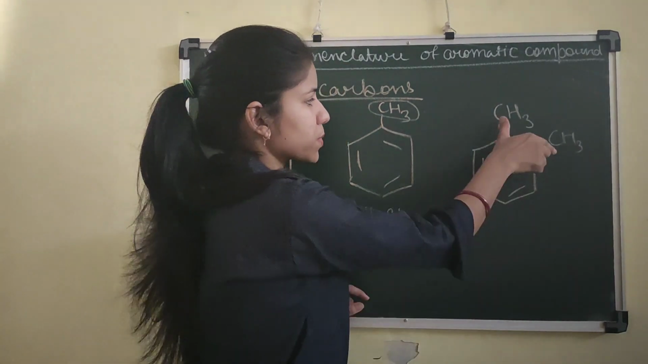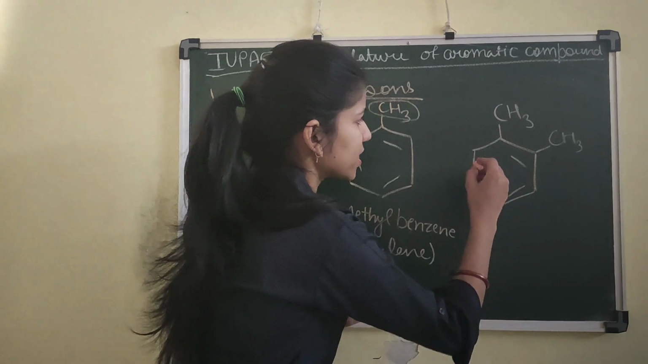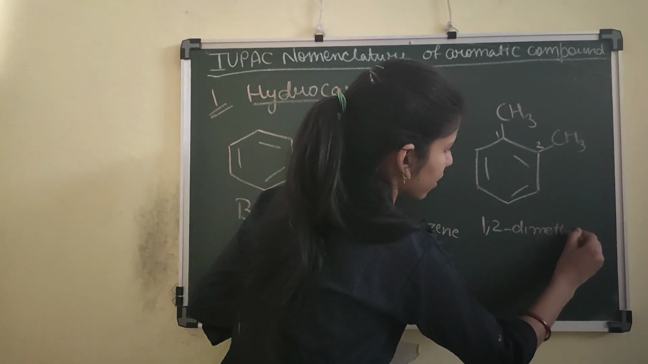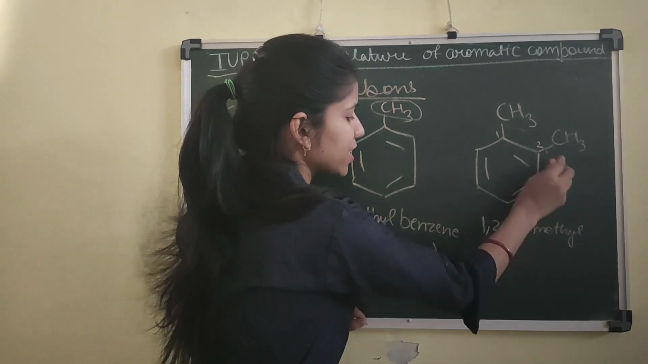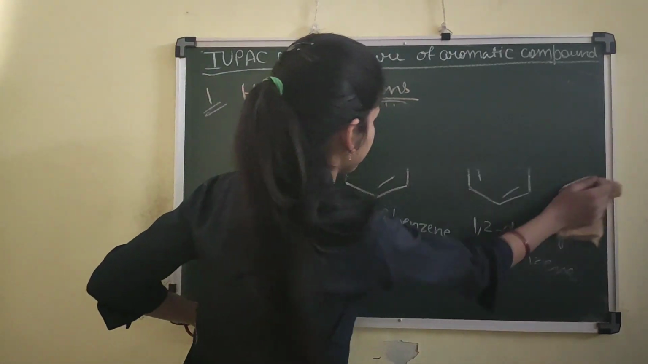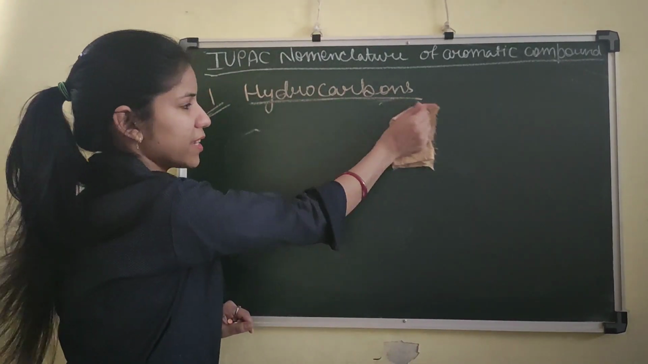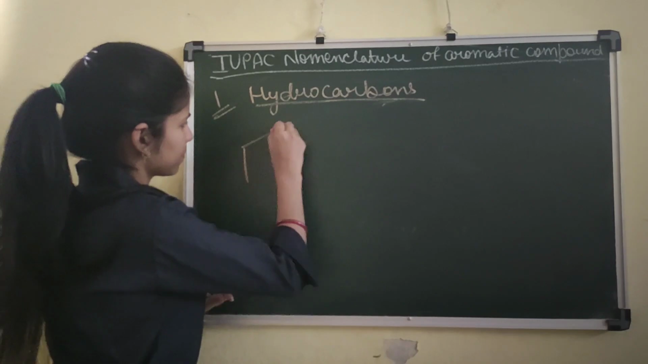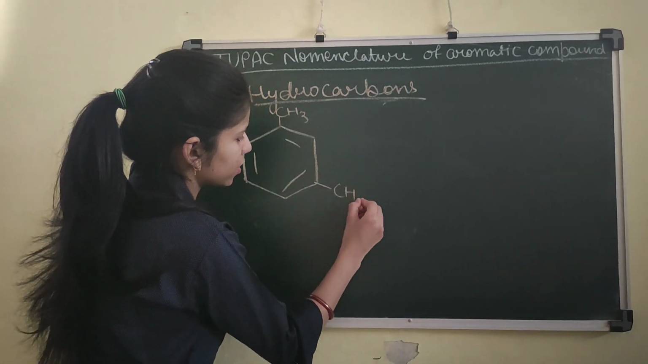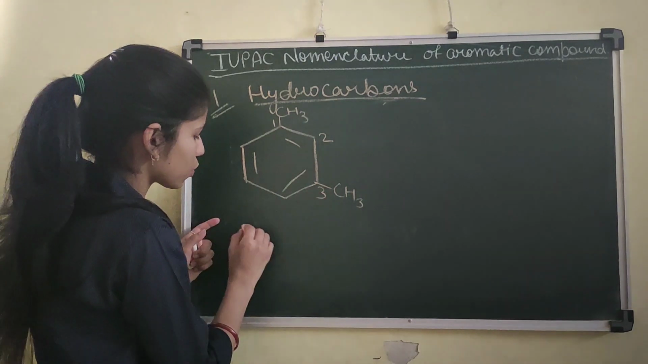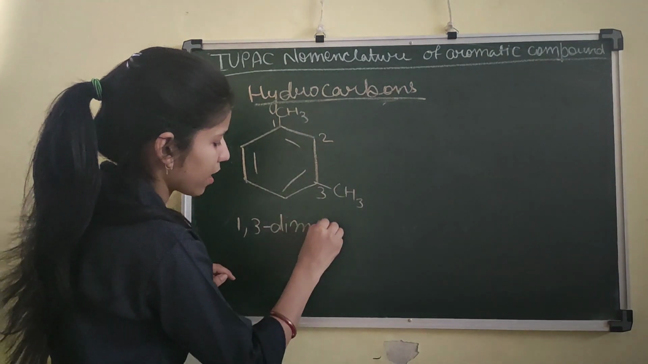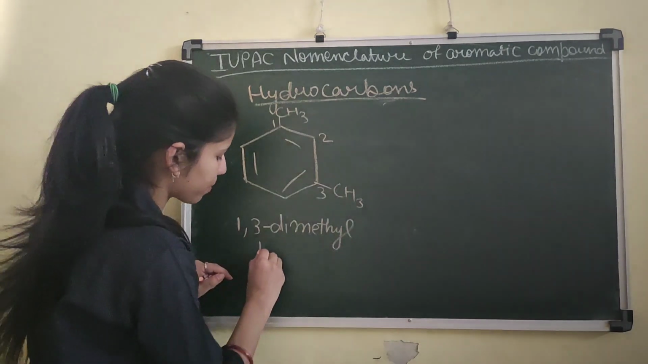If there are two CH3 groups present on the benzene ring, this is called 1,2-dimethylbenzene, because the methyl groups are present and this is the benzene ring. Now the next example: if there is CH3 present here and here, numbering 1, 2, 3, so positions 1 and 3 have methyl groups, so 1,3-dimethyl, and this is the benzene ring, so benzene.